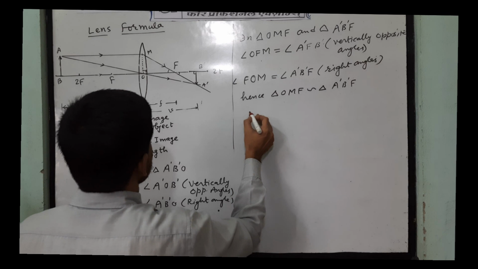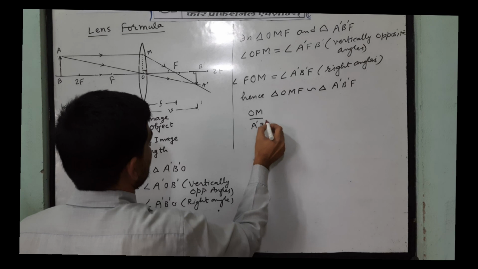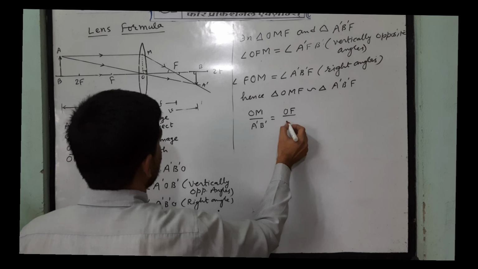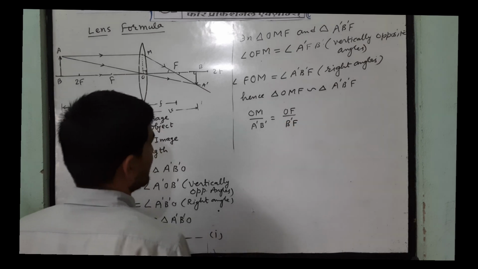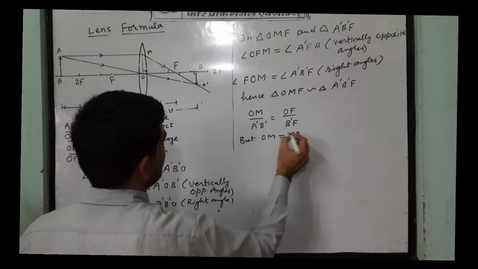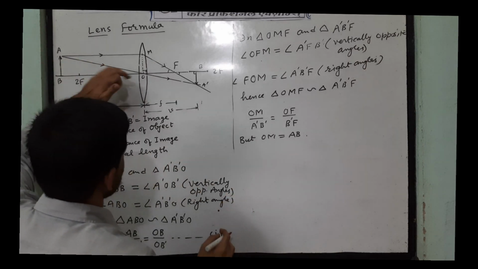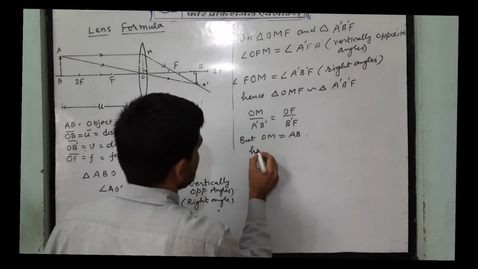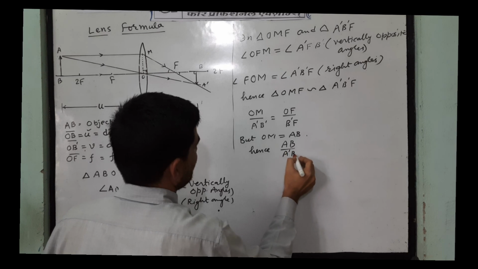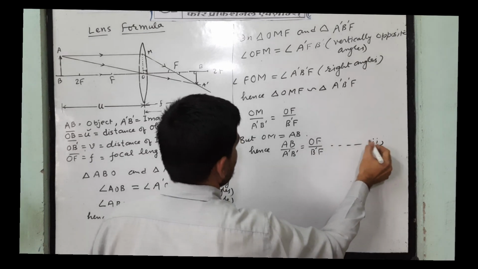And also the ratios of the corresponding sides will be equal. So we will take OM ratio to A prime B prime. These two ratios will be exactly equal to OF upon B prime F. Okay, but you know OM is equal to AB because AM line is parallel to the principal axis. So OM is equal to AB. Hence, we can replace OM by AB. So we'll get AB upon A prime B prime is equal to OF upon B prime F. This is equation number 2.